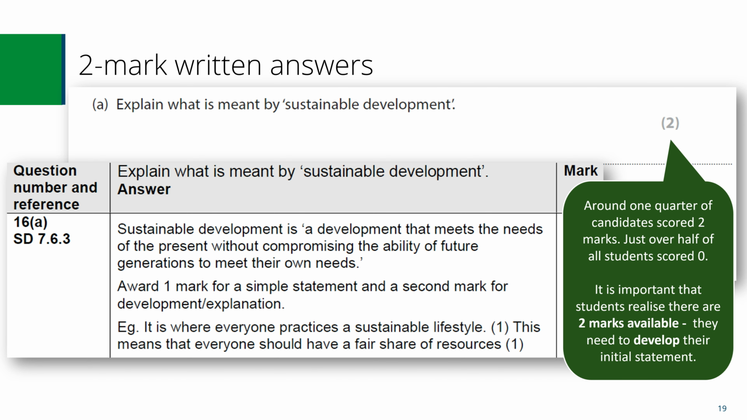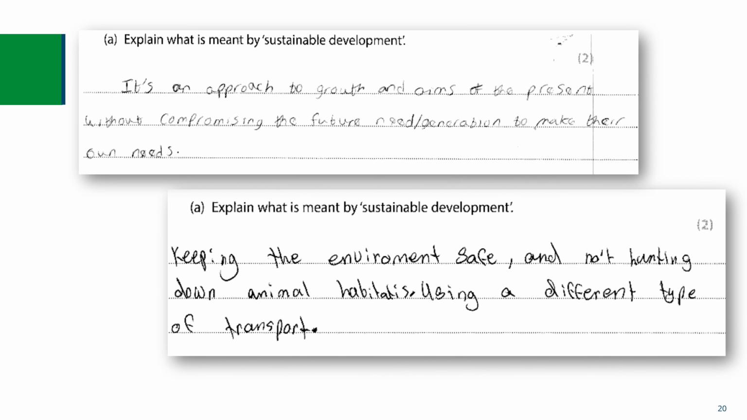Only a quarter of candidates scored 2 marks though. Around half scored no marks. This showed that there was a lack of familiarity with a key concept for global citizenship and the idea that underpins the United Nations Sustainable Development Goals. So read these 2 examples here and decide what marks you would give them. Pause while you're doing that, and when you're ready, press play and I'll reveal the real marks.